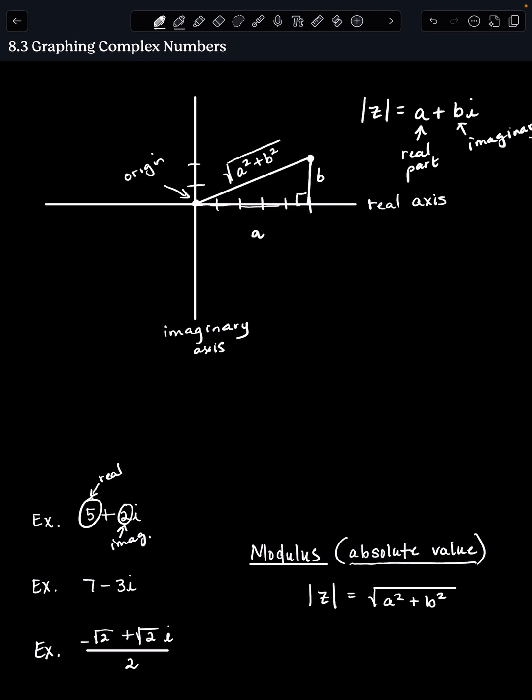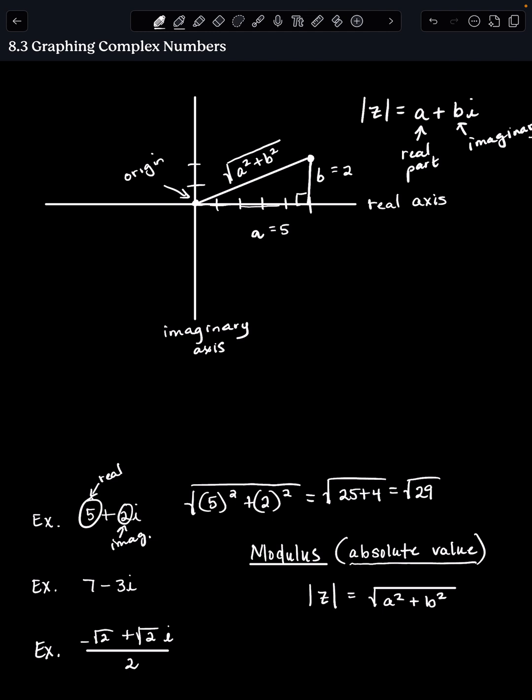So if I'm looking for the modulus in this first one that I graphed, 5 plus 2i, right? a was 5, b was 2. So I know that the modulus is going to be the square root of a squared plus b squared, or 25 plus 4, which is the square root of 29.